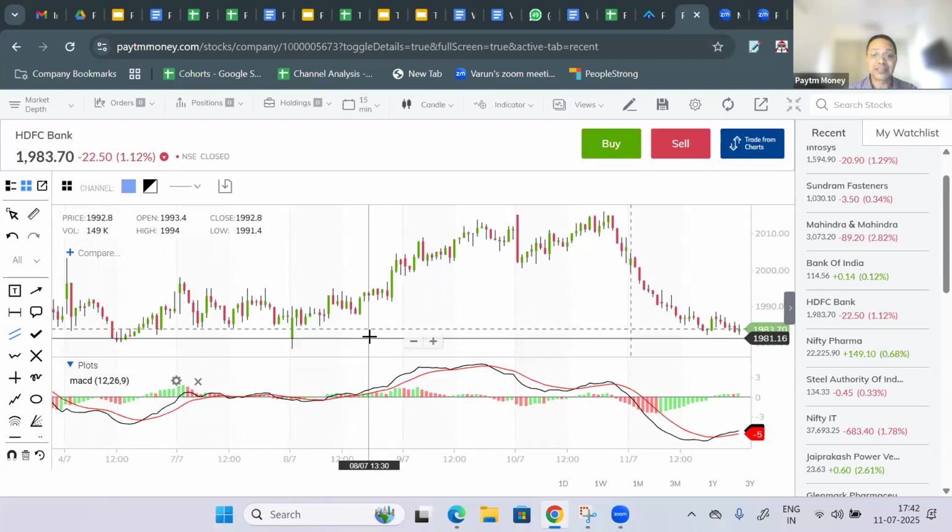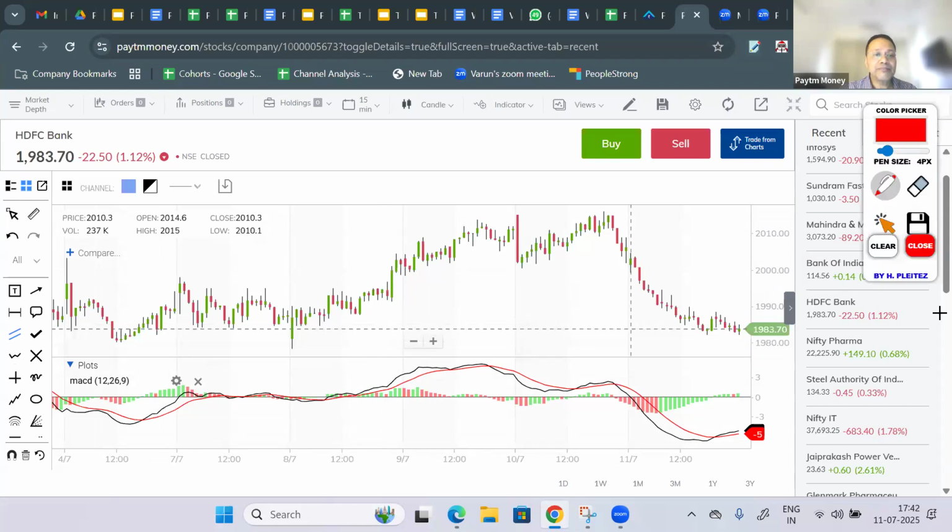If you're a swing trader, you remember what we said? Your higher time frame is daily, intermediate time frame is 60 minutes, and trading time frame is 15 minutes. So this is a 15-minute chart. Now, how does the MACD give a signal? This is a two-line indicator. How many of you know moving average convergence divergence? Can you give me a quick check in the chat box?